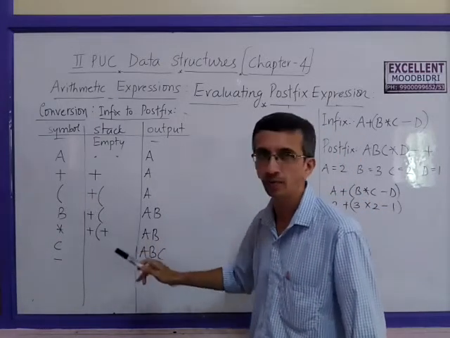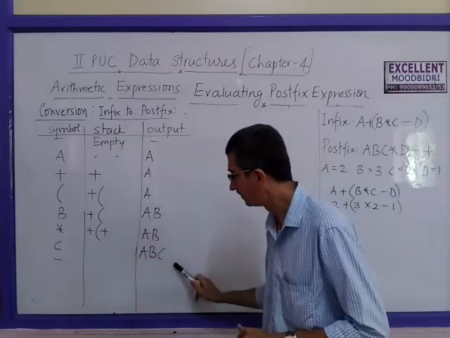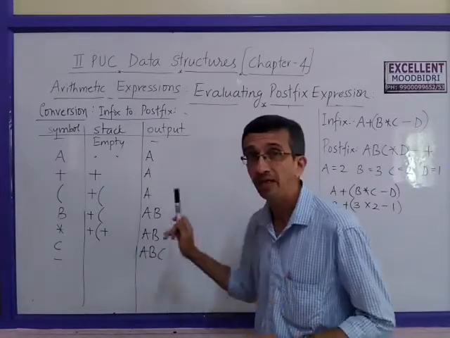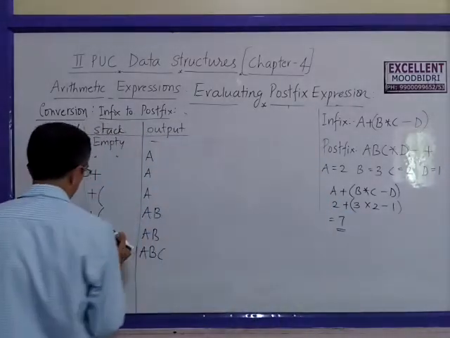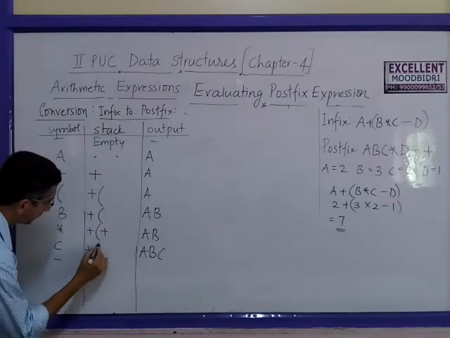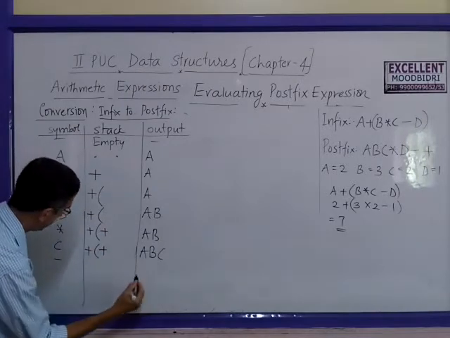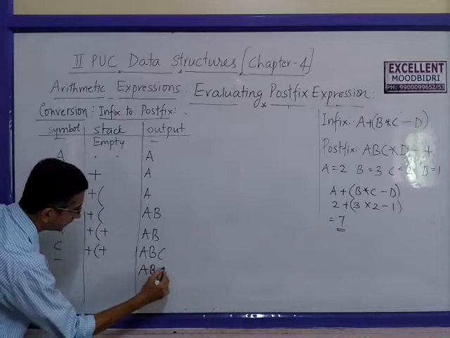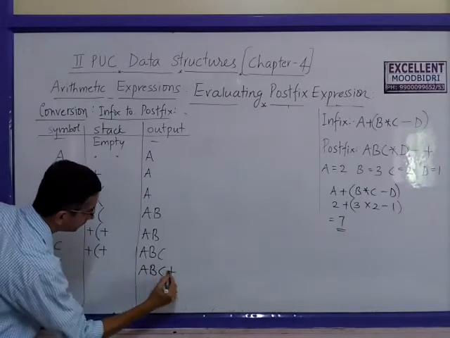In this case, it is equal priority. Pop the operator and output them. Repeat step 4. So I will pop this. Here the stack contains plus. Now pop it here. I will write here A, B, C and plus.